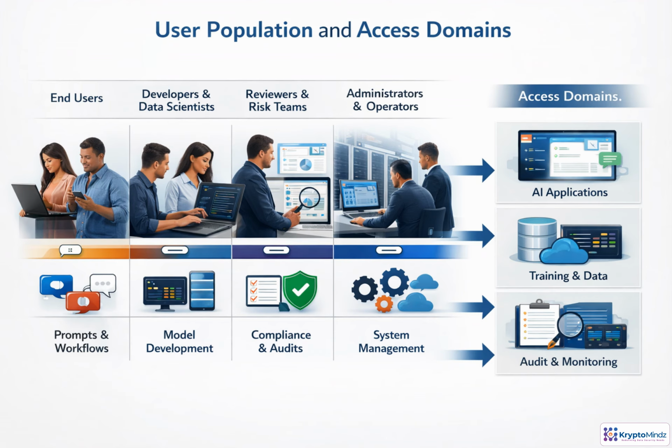A strong access model starts with the people doing the work. End users need safe, guided access to prompts and workflows. Developers and data scientists need deeper access to models, data, and testing environments. Reviewers and risk teams need visibility into evidence, outputs, and controls. Administrators and operators need powerful system-level privileges. Governance should match each group's responsibility, risk, and influence over systems.